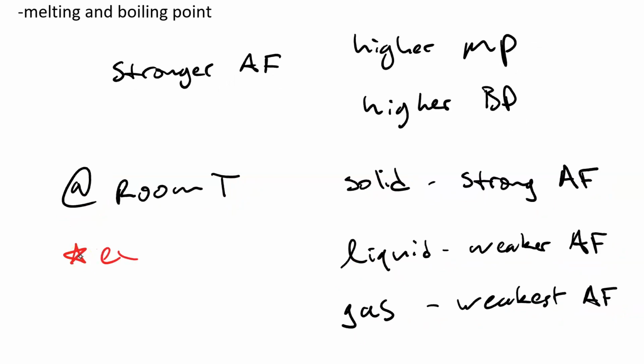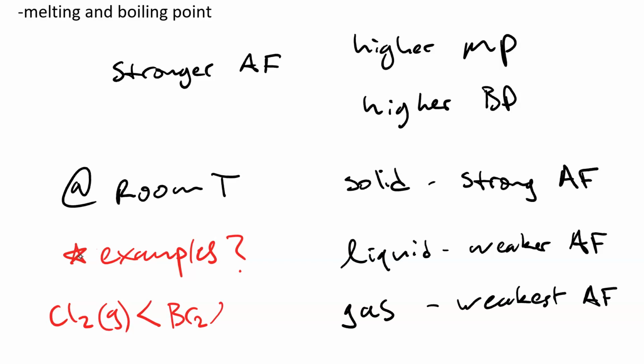Can you think of some examples of different substances? Like for instance, Cl2 is a gas at room temperature. That's got a weaker attractive force than Br2, which is a liquid at room temperature, which in turn has a weaker attractive force than I2, which is a solid at room temperature.